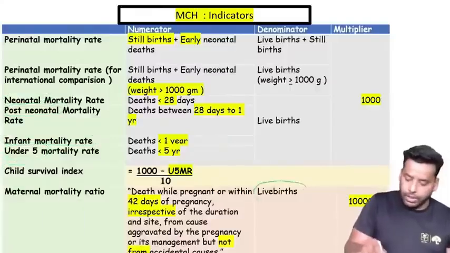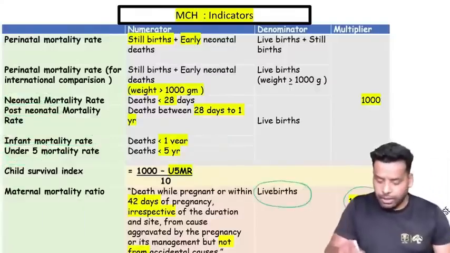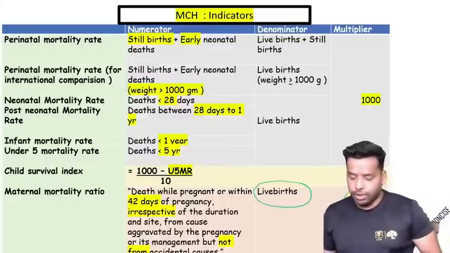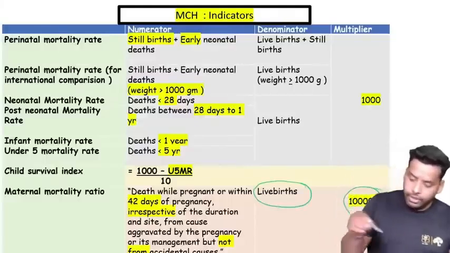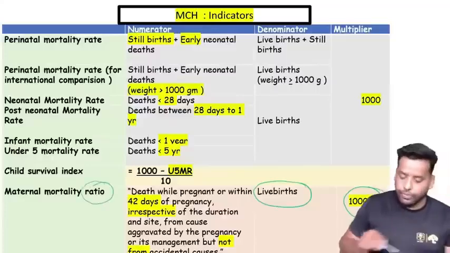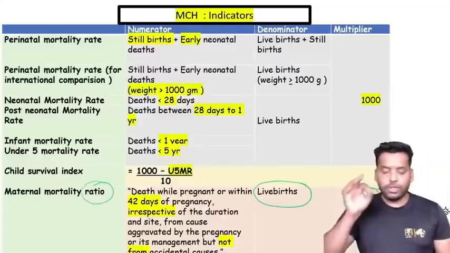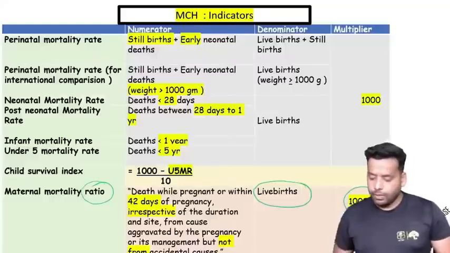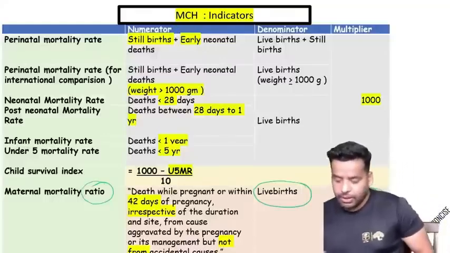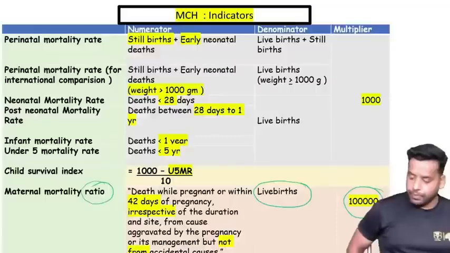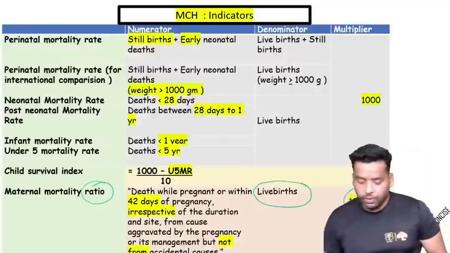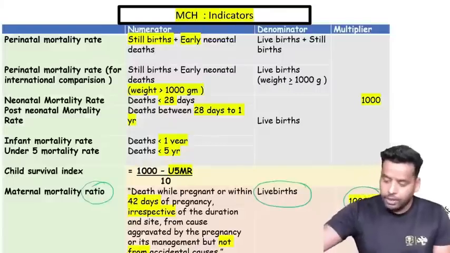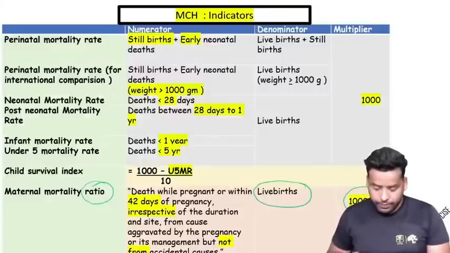Maternal mortality ratio. What is the denominator? And what is the multiplier? Any deaths which happen within 42 days we count. But my question is, for maternal mortality ratio, what is the denominator? What is the multiplier? Denominator is live birth. Multiplier is always 1 lakh. For India, we multiply with 1 lakh.